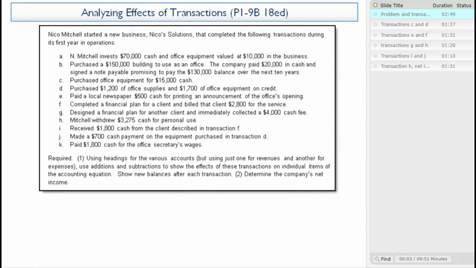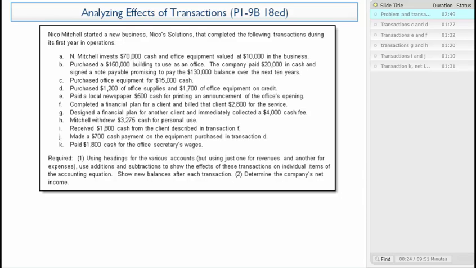Nico Mitchell started a new business, Nico Solutions, that completed the following transactions during its first year in operations. Now I'm only going to read transactions A and B on this slide. Nico Mitchell invests $70,000 cash in office equipment valued at $10,000 in the business.